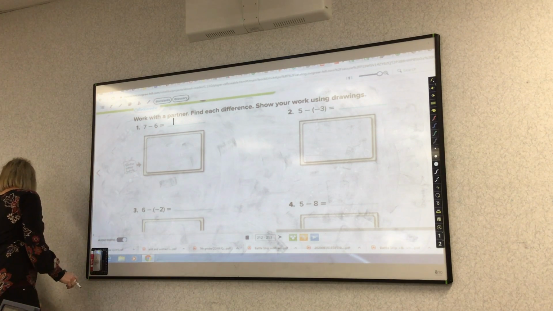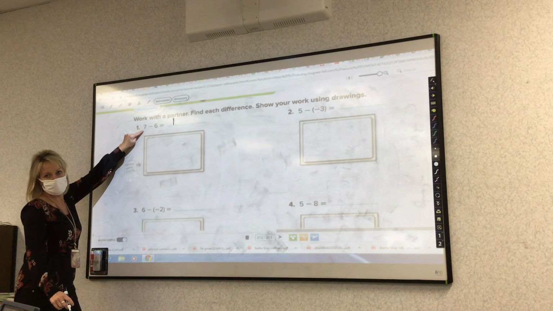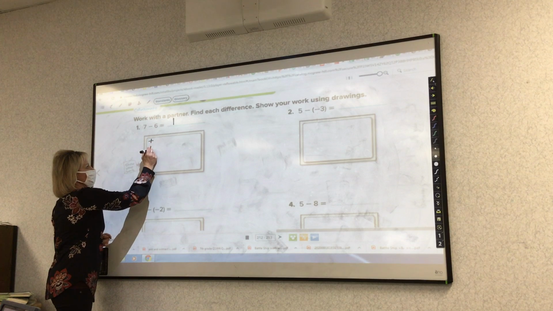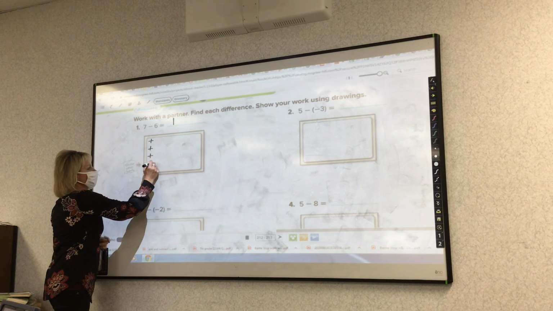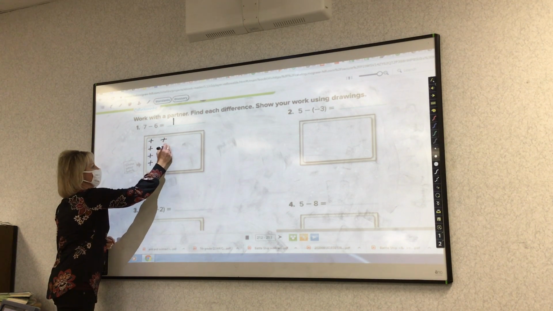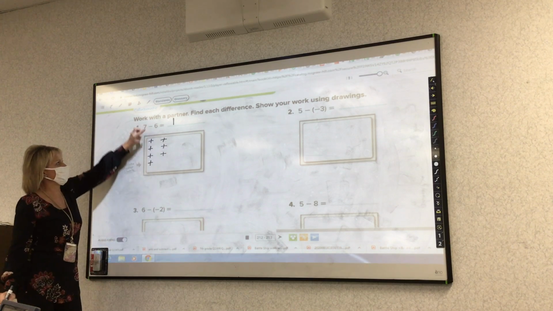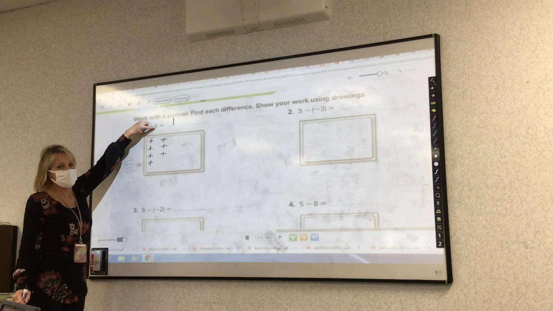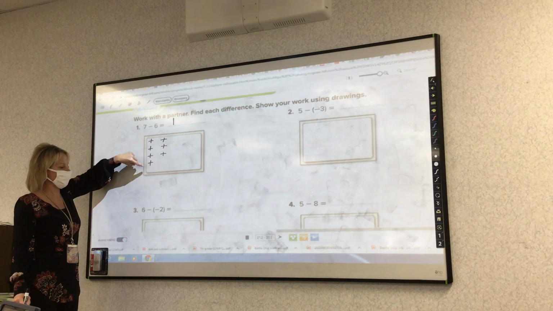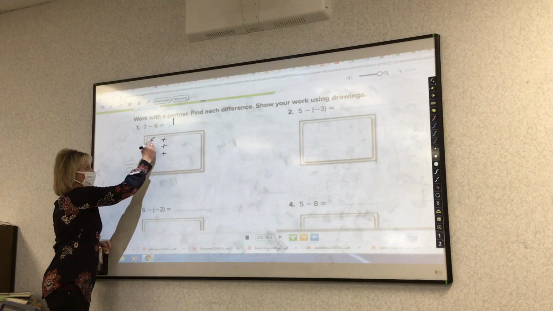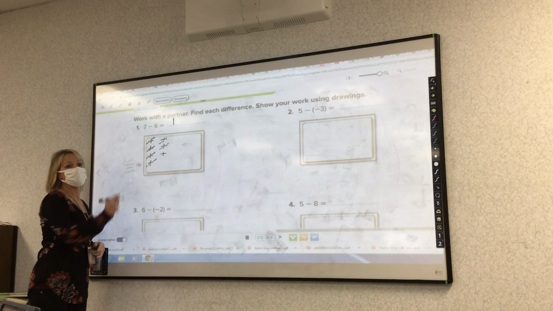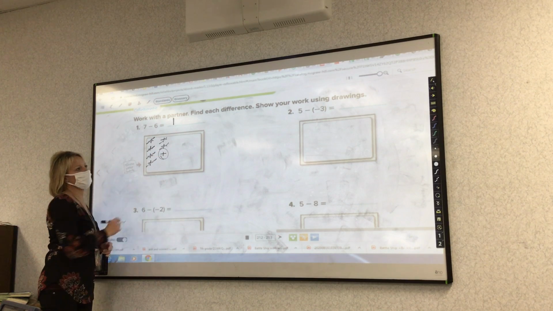Okay, so what do I start with? 7 positives, so I'm going to put down 7 pluses. 1, 2, 3, 4, 5, 6, 7. We are supposed to take away 6 positives. Do I have 6 positives that I can take away? Yes. So you're going to do that. 1, 2, 3, 4, 5, 6. That's it. Circle what you're left with.